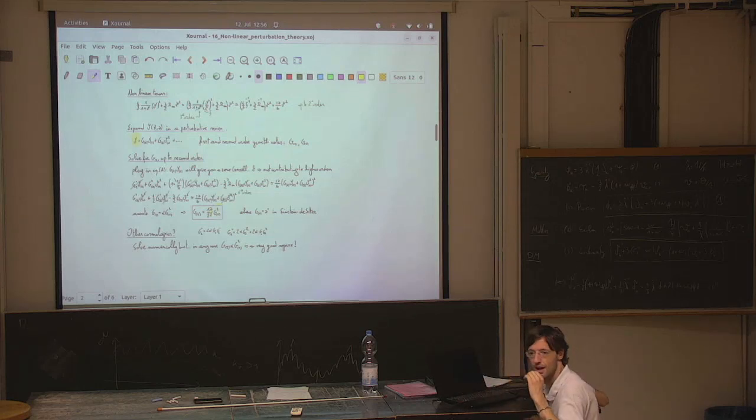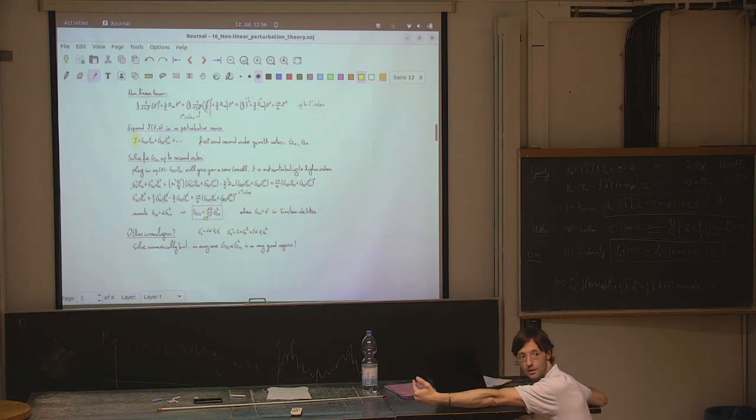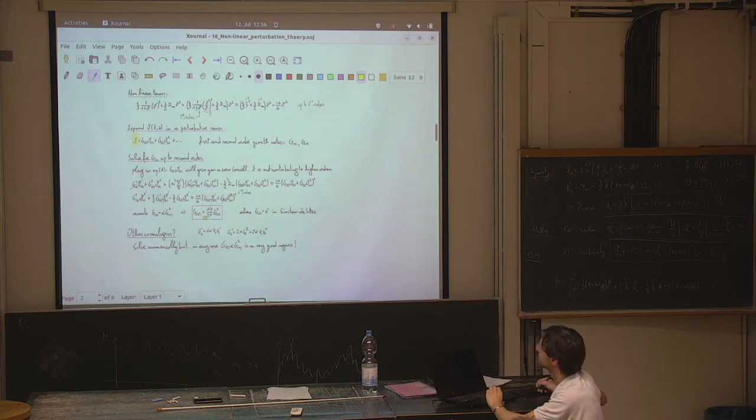What does it mean? It means that whenever you solve your equations at first order, you also know what's happening at second order. Through this expression, you have the equation that is telling you that. So with this trick, we can move to second order. Okay? Good.